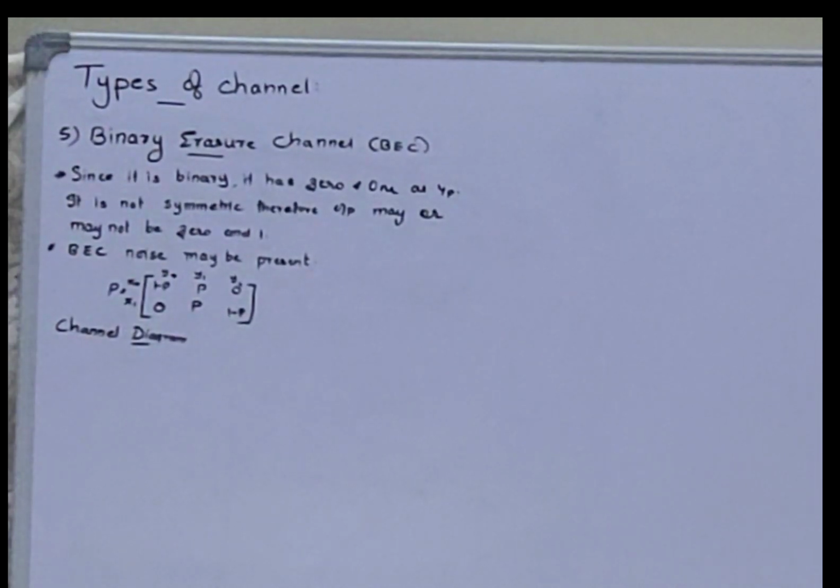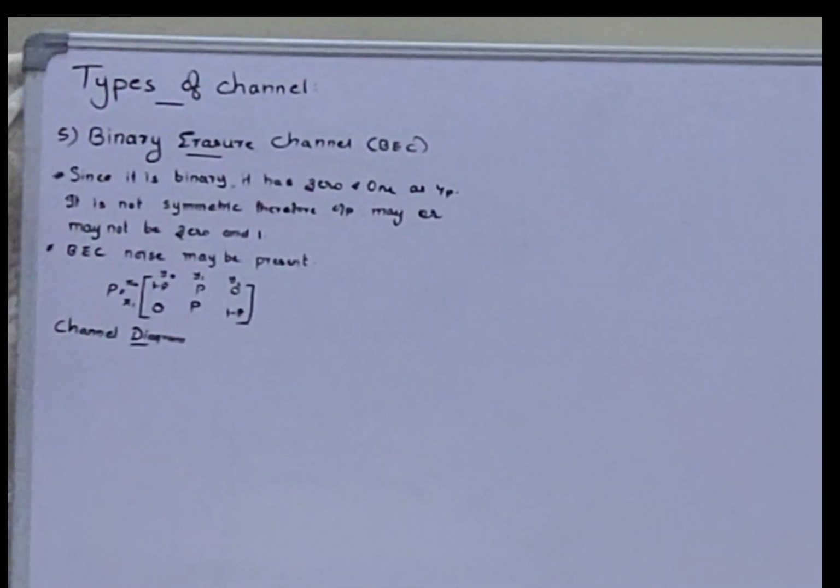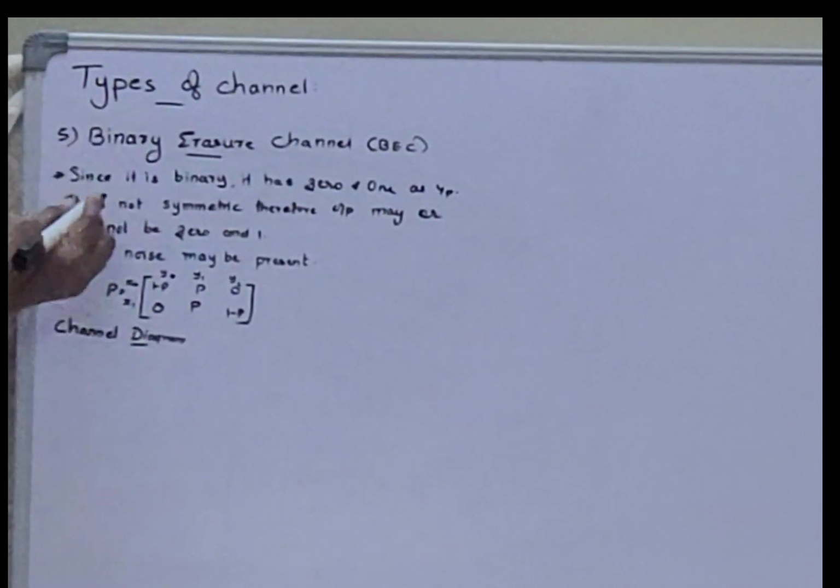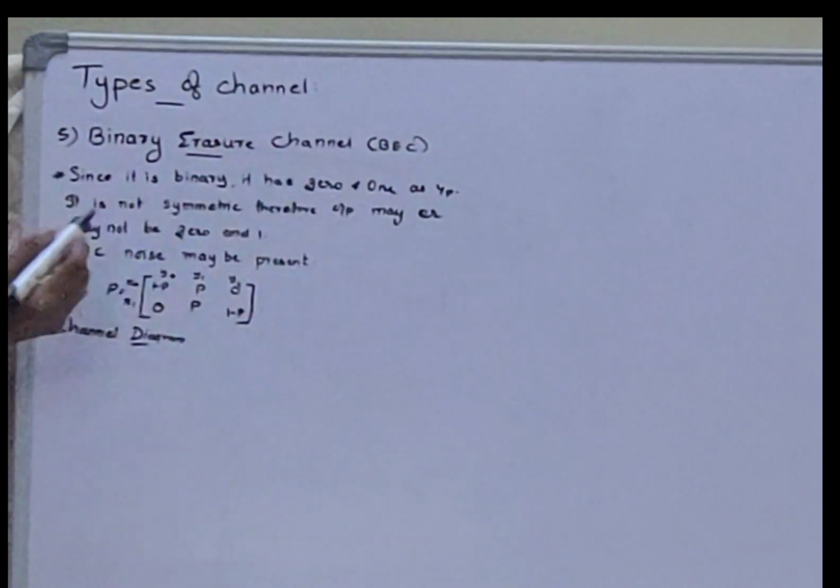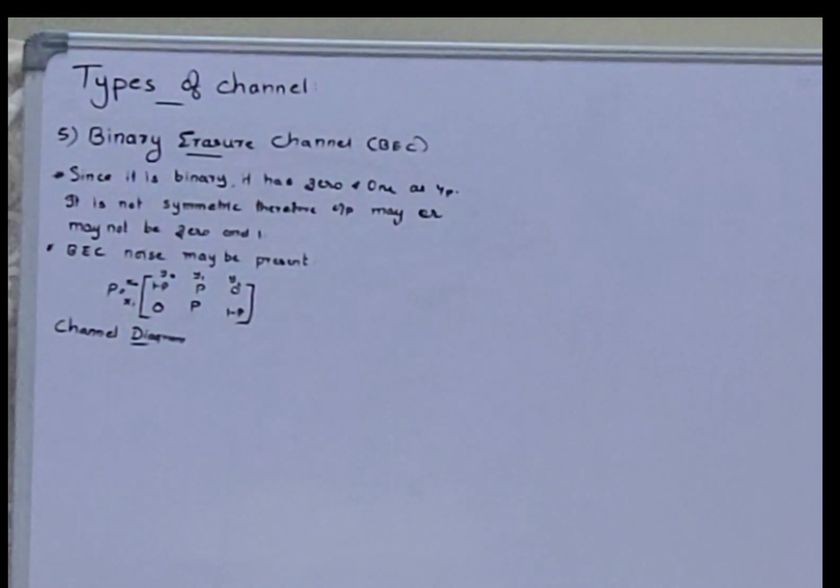Then the next channel is the binary erasure channel, that is BEC. In the binary erasure channel, since it is binary, it has input as 0 and 1, but it is not symmetric. Therefore, the output may or may not be 0 and 1. If you are transmitting a 0 input, the probability of receiving 0, 1, or a noise as the output will be there in the case of the binary erasure channel. So there is a probability of erasing the output. If you are transmitting 0 or 1, the output may be 0, 1 or any other noise.